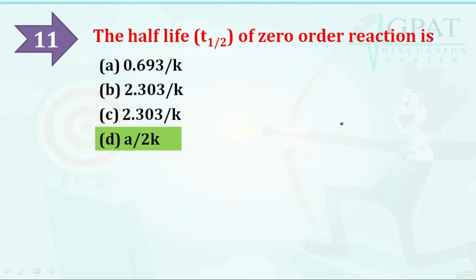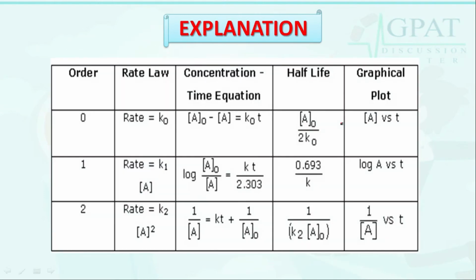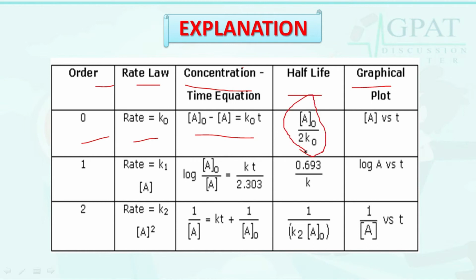So let's discuss with the help of explanation. Here we have the order, rate law, the concentration time equation, the half-lives of them and the graphical plot. So for zero order, the rate law is rate is equal to k naught, and the concentration time equation is a naught minus a is equal to k naught t, and the half-life for zero order is a naught by 2 k naught, and the graphical plot is between a versus t.